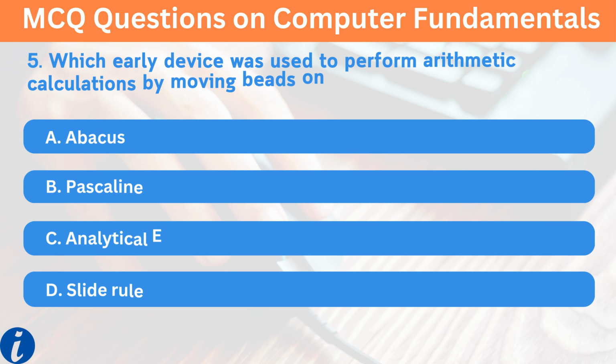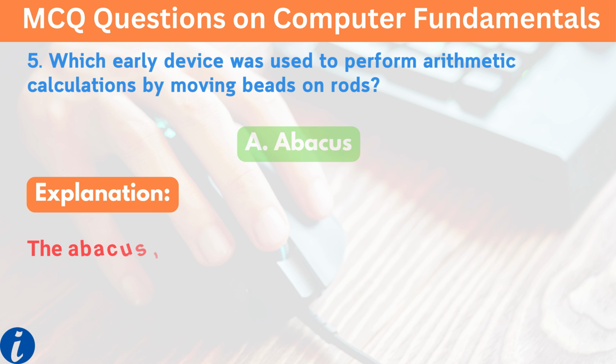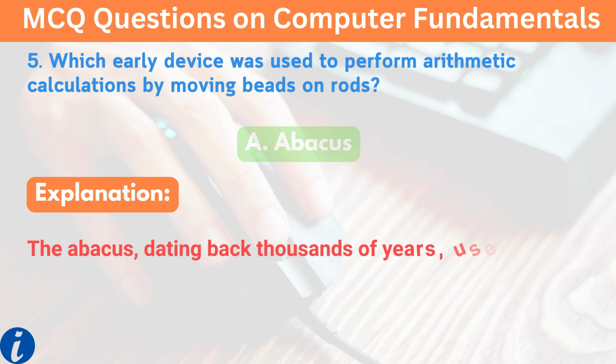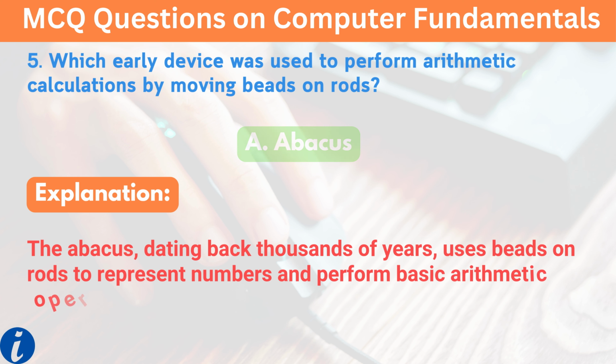5. Which early device was used to perform arithmetic calculations by moving beads on rods? A. Abacus. B. Pascaline. C. Analytical engine. D. Slide rule. The correct answer is A. Abacus. Explanation: The abacus, dating back thousands of years, uses beads on rods to represent numbers and perform basic arithmetic operations manually.